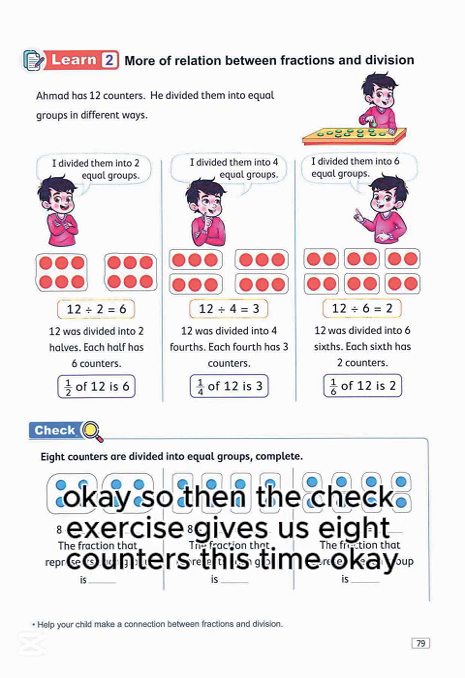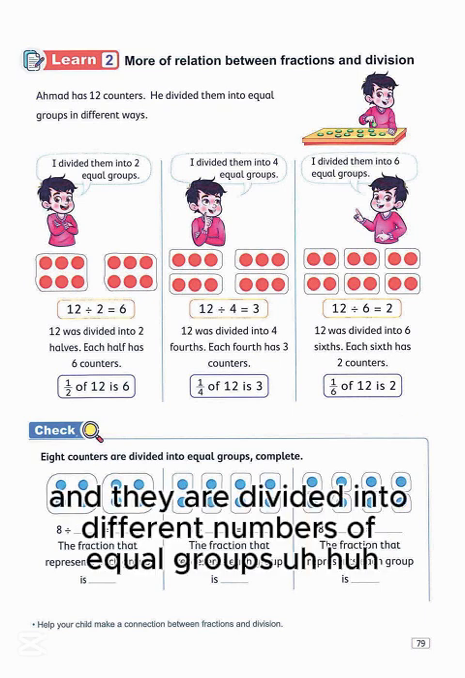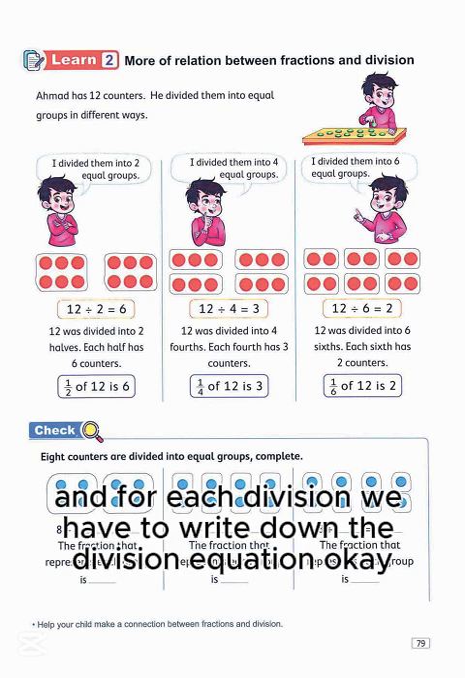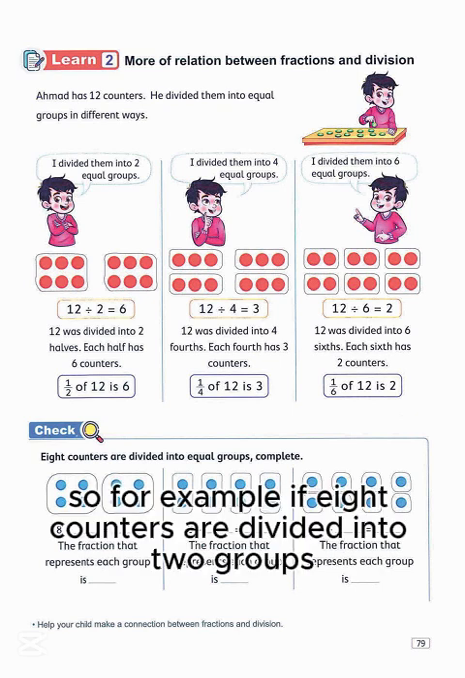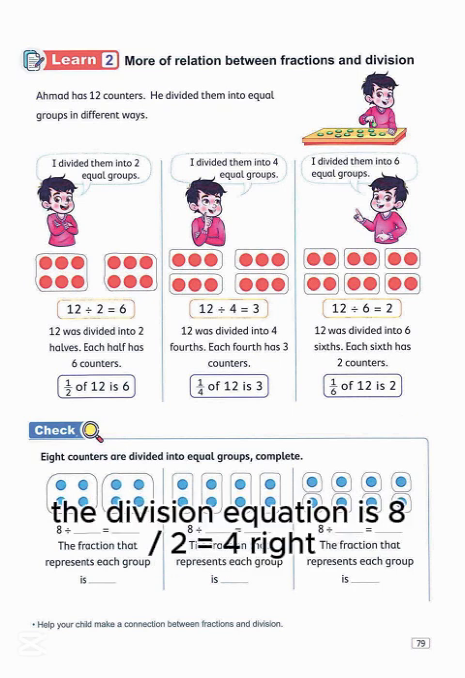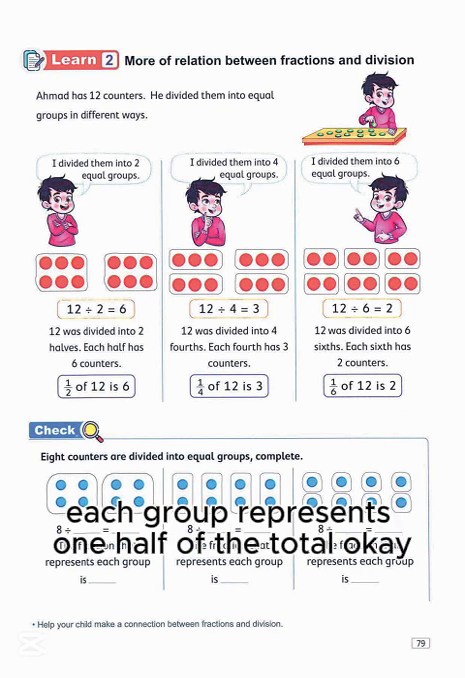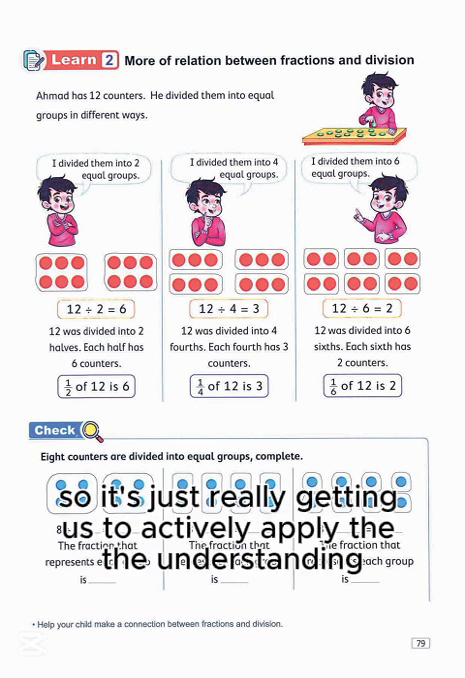Okay, so then the check exercise gives us 8 counters this time, and they're divided into different numbers of equal groups. For each division, we have to write down the division equation and the fraction that represents each group. So for example, if 8 counters are divided into 2 groups, the division equation is 8 divided by 2 equals 4, right? Each group represents 1/2 of the total. So it's just really getting us to actively apply the understanding. Yeah, we're doing the work.